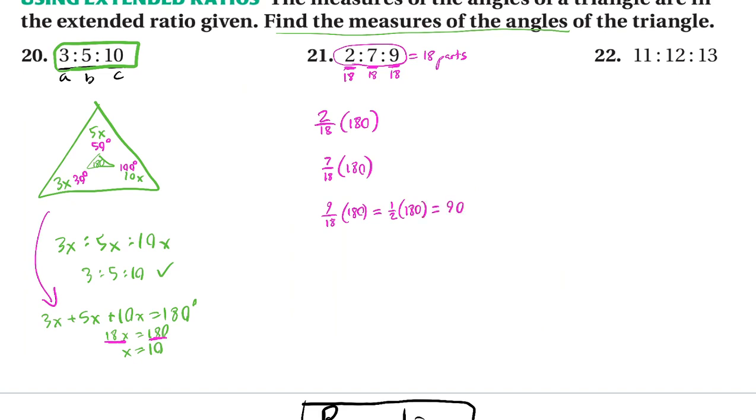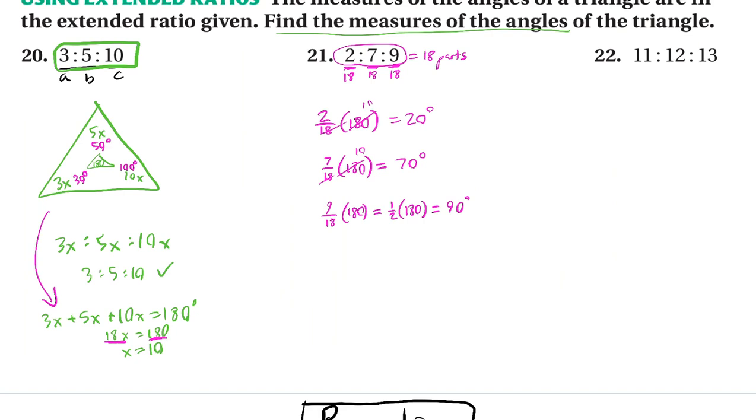So this one would be a 90-degree angle. This one, the 18s cancel to leave us with 10, a 70-degree angle. And same thing, those cancel, leave us with 10, so this would be a 20-degree angle. That's another way to do it. Or even yet another is on the right one.